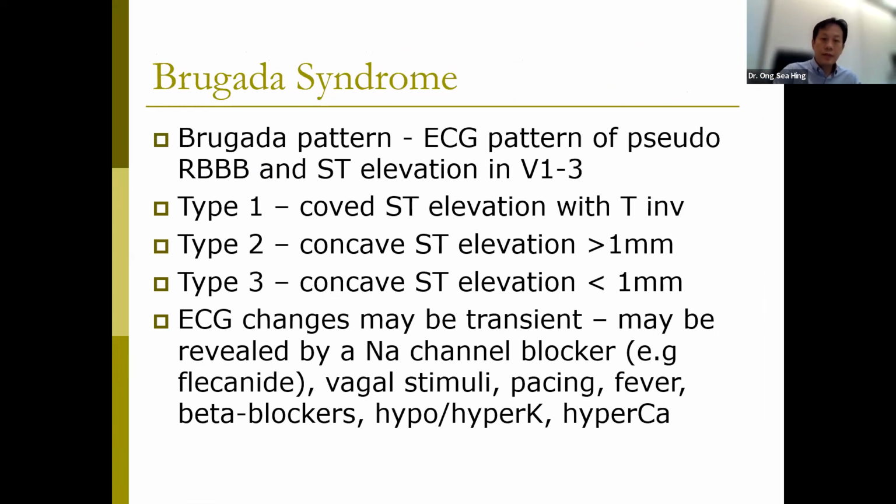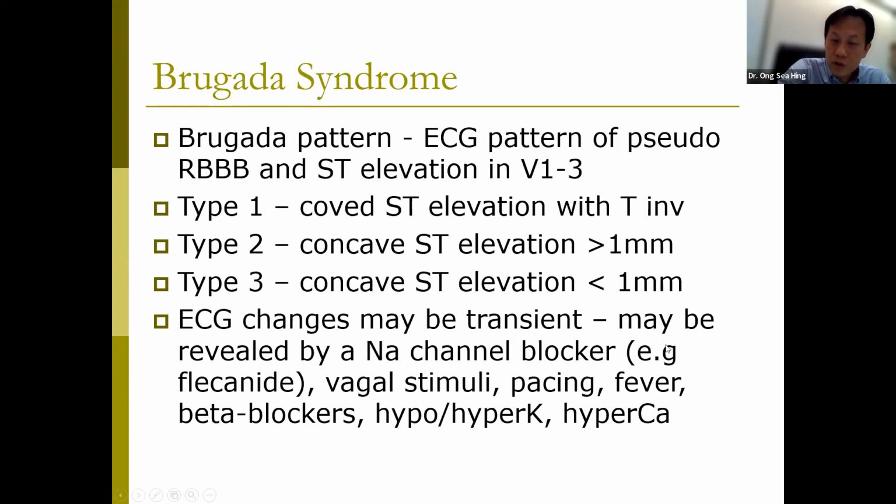And there are 3 types. Type 1, which is the most sinister type, has a coved or convex ST elevation with T inversions. That was the picture that I showed you earlier. Type 2 Brugada pattern has a concave ST elevation, so it looks like a saddle-shaped ST elevation of more than 1 millimeter in leads V1 to V3. And type 3 is concave ST elevation that is less than 1 millimeter. Okay, so type 3 is actually difficult to determine because a lot of patients have this kind of concave ST elevation of less than 1 millimeter.